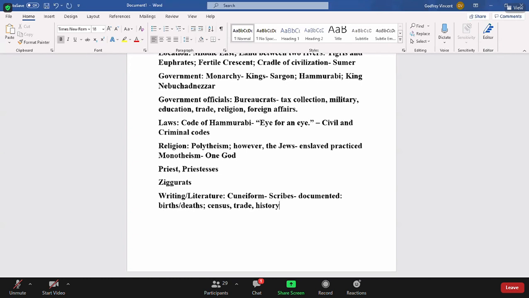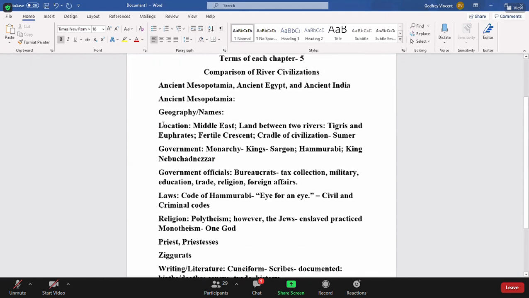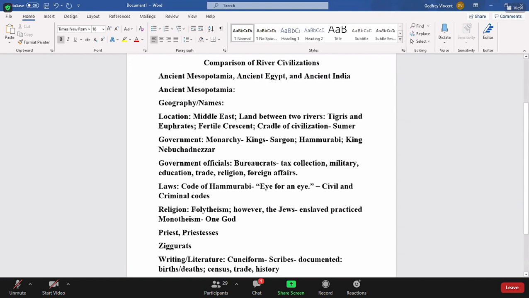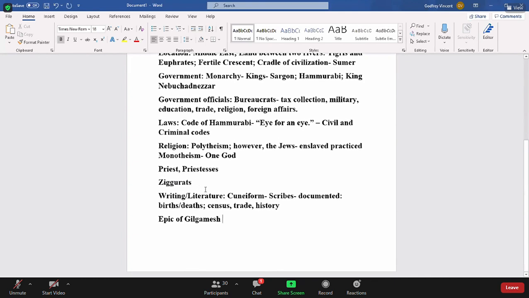What was the literature called? Epic of Gilgamesh, right? That's the literature. So again, this is how you should be making your notes. Your reading book, your reading PowerPoints, and this is how I'm going to make my notes to study. So in case Dr. Vincent brings the term Code of Hammurabi, because that is one of the terms in the book, or if he brings Ziggurat, or Epic of Gilgamesh, I can write about that. If he brings cuneiform.